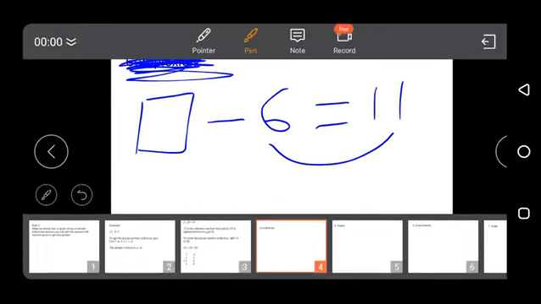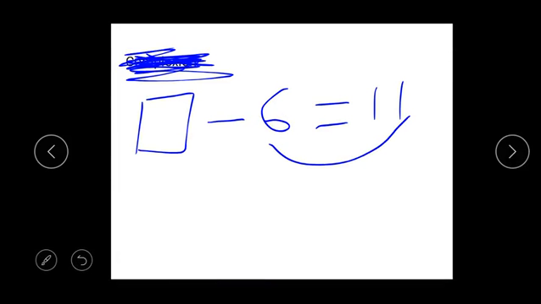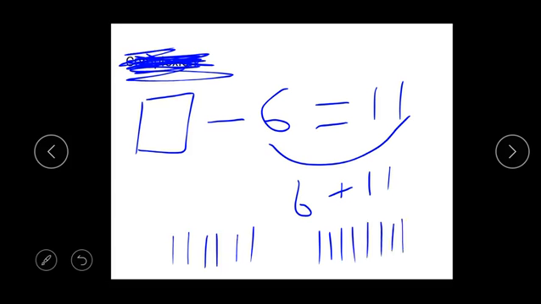Another example is an equation like this: an empty box minus 6 is equal to 11. Because the empty box is in front, you have to add these two numbers together. So that means you are adding 6 plus 11. Count 6: 1, 2, 3, 4, 5, 6. Count 11: 1, 2, 3, 4, 5, 6, 7, 8, 9, 10, 11.